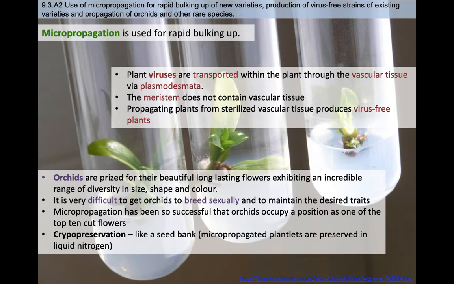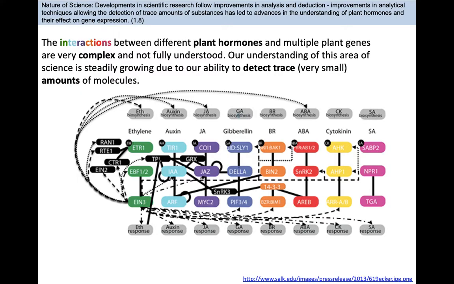And then what you can also do is when we have this meristematic tissue, we can do something called cryopreservation, which is essentially just like a seed bank. We can freeze these undifferentiated cells using liquid nitrogen, and then we can always go and unfreeze them and create new plants if we need.